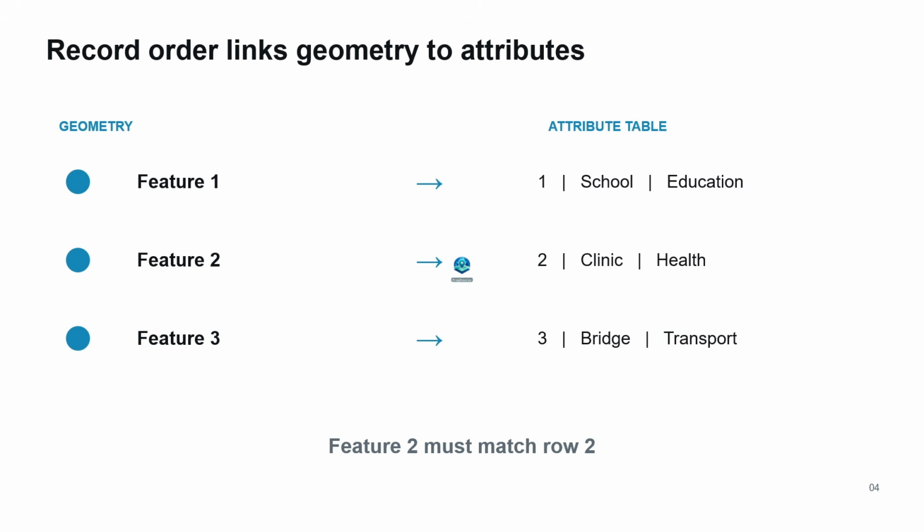Geometry and attributes are connected by record number. The first geometry in the SHP file corresponds to the first row in the DBF file. The second geometry corresponds to the second row, and so on. This one-to-one order must remain synchronized. GIS software manages this relationship automatically. Therefore, you should move, rename, copy, or delete the component files as one complete dataset rather than handling them separately.